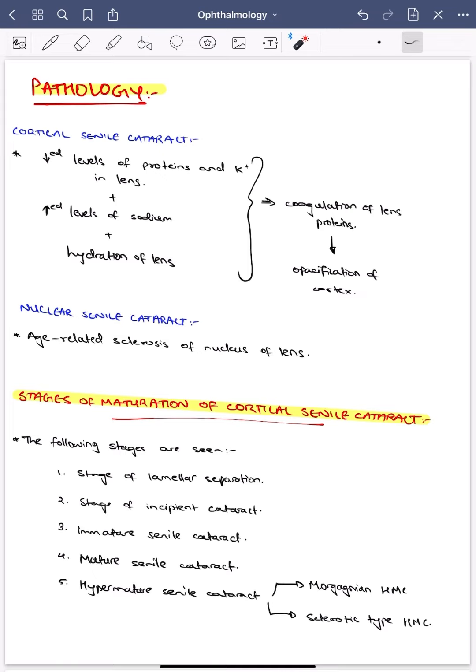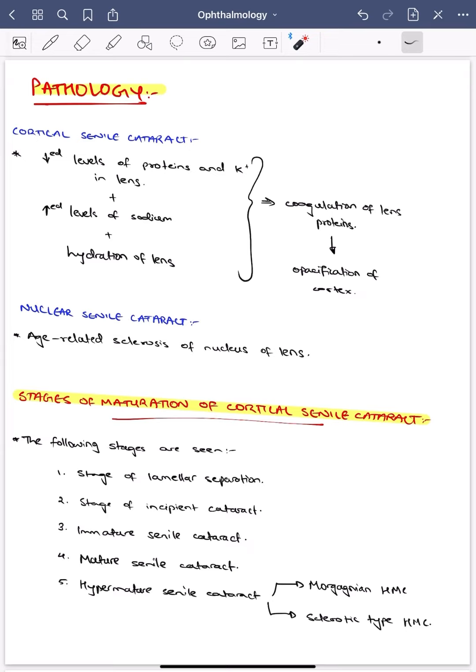Now, the stages of maturation of cataract. It is different again in cortical cataract and nuclear cataract. And the stages of maturation of cortical senile cataract is often asked as a short essay or a short note. So let us discuss this in detail.